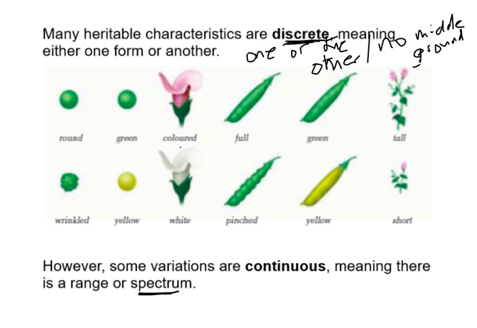Let's do a quick vote here. Take a second to think about it. Is short and tall discrete or continuous? Think about that, and then I'll ask you to put your hands up. Who thinks that short and tall is like one or the other? You're either short or you're tall.